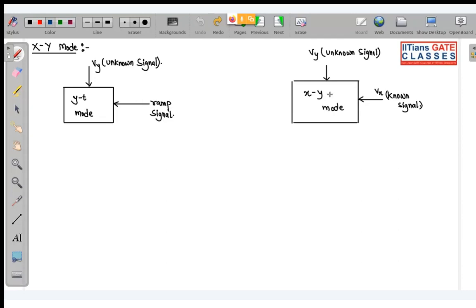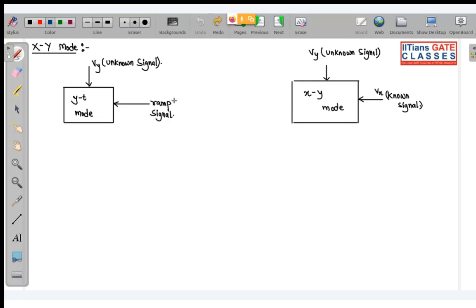Okay. So in XY mode, basically, instead of a ramp signal which is given to your horizontal plate, I give a known signal, which is now not a ramp signal. Now, why am I doing this? Because I want to determine the phase of the unknown signal. I want to see what is the phase or what is the frequency of the unknown signal with respect to a known signal.